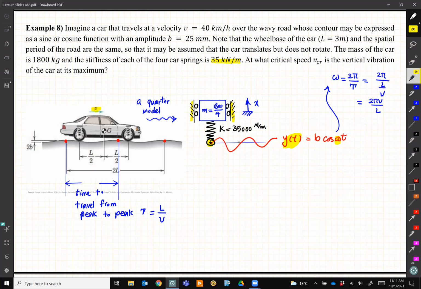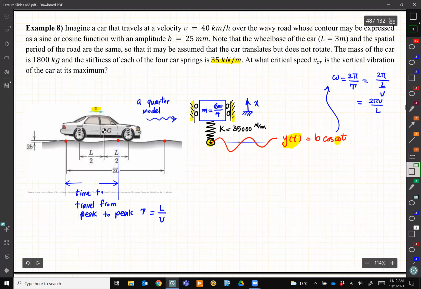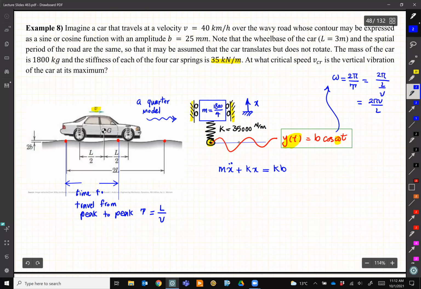Are we good? Because that's all it takes for this problem. The rest is something that you already know how to solve. So first of all, try to understand the problem correctly. This is what happened. And then try to model it as a mass and spring system. This is what we did. If you are okay with this part, then the rest we know how to solve, because it's a base motion system, and we already found the equation for base motion: m x double dot plus k x equals k B cosine omega t, where omega for us is 2 pi V over L, t. All right, so this is our omega.